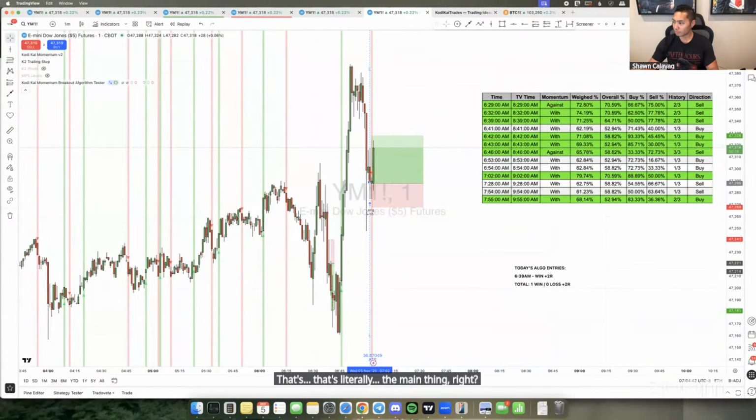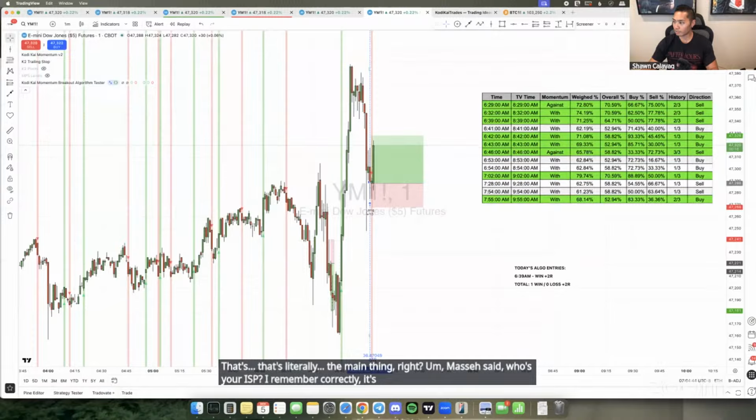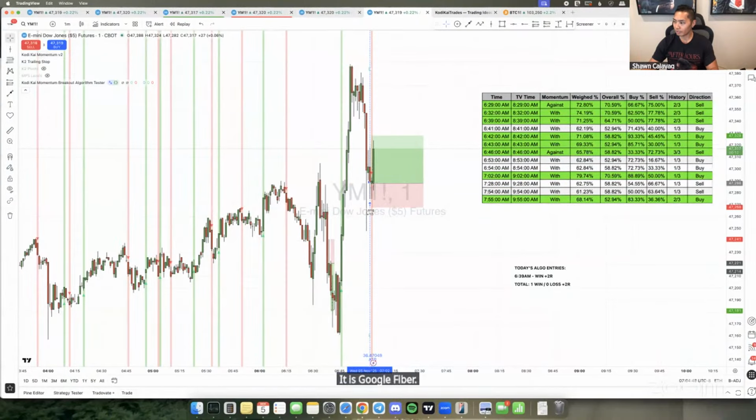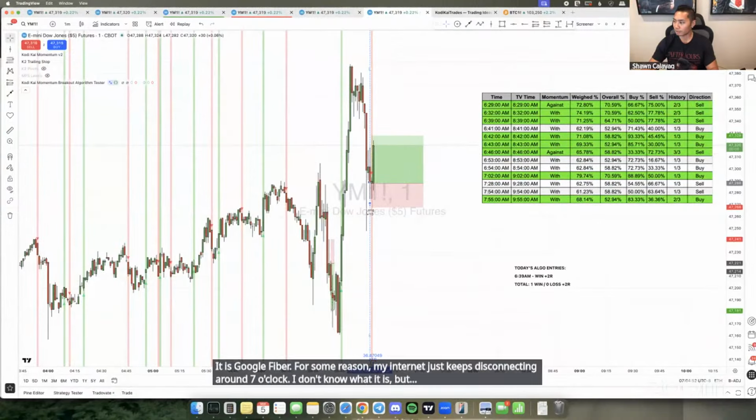Masih said, who's your ISP? If I remember correctly, it's Google Fiber. Yes, that is correct. It is Google Fiber. For some reason, my internet just keeps disconnecting around 7 o'clock. I don't know what it is, but I think it's my internet in general. Yeah, no problem, iPhone. Just saw your messages. I'm just catching up with the messages right now.